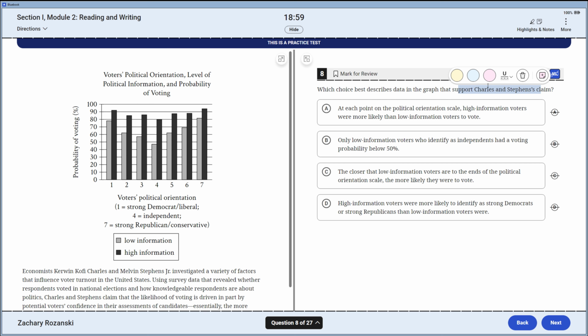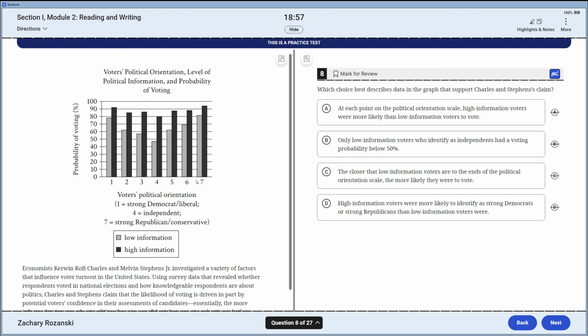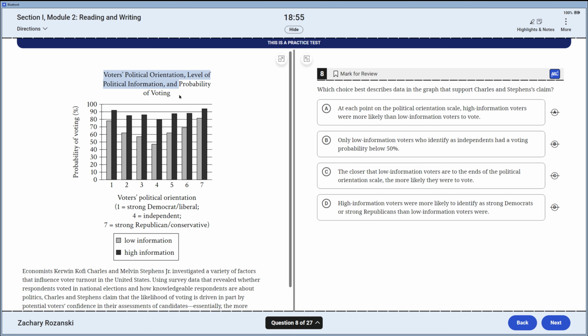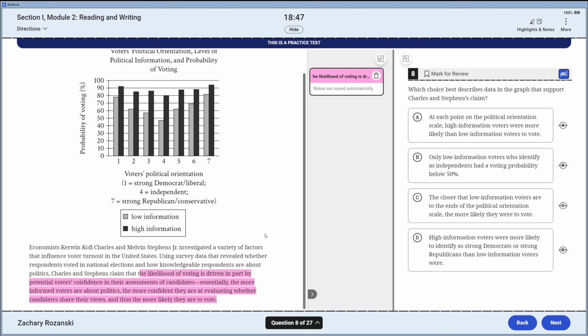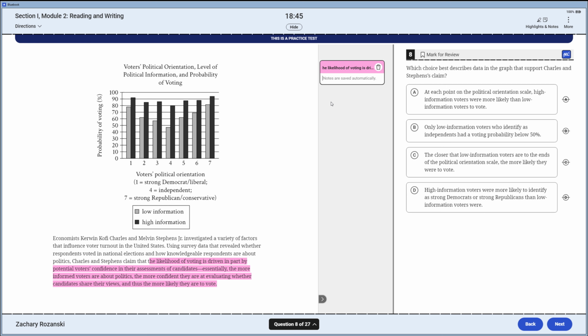Data in the graph to support Charlton Stevens' claim. Where is their claim? What's my title first? Voters' political orientation, level of political information, and probability of voting. So their claim is here. Let's find this and chunk them out. Let's do one zoom out so that we can see it all. More likely to vote, driven by how well voter knows candidate. I've got a dash, which is going to tell me hopefully what it means.